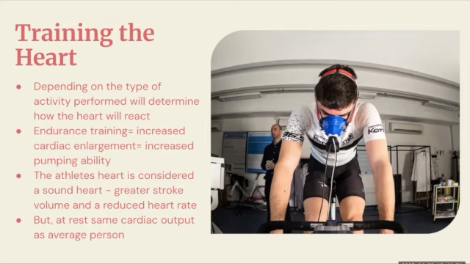Next up is training the heart. Depending on the type of activity being performed will determine how the heart reacts. Instead of sprint-type exercises, if you do endurance training, it will result in cardiac enlargement or increased pumping ability. The athlete's heart is considered a sound heart. It just has a greater stroke volume and a reduced heart rate compared to regular people. But at rest, we all have the same cardiac output as an athlete of that type.